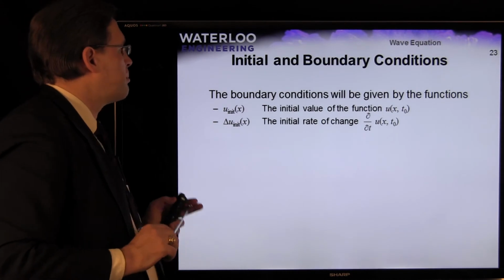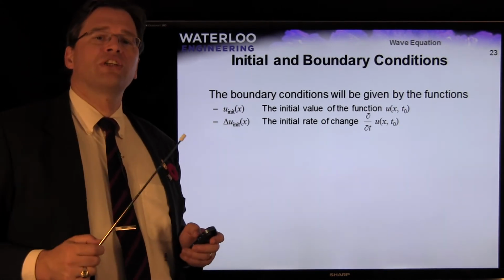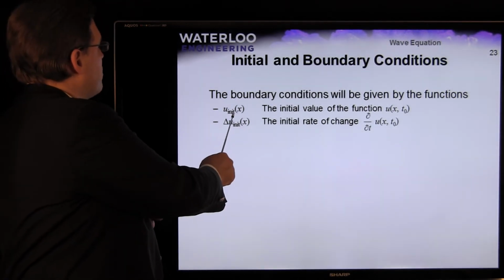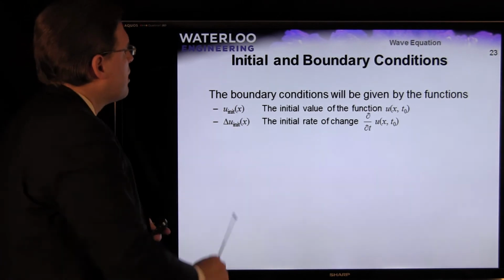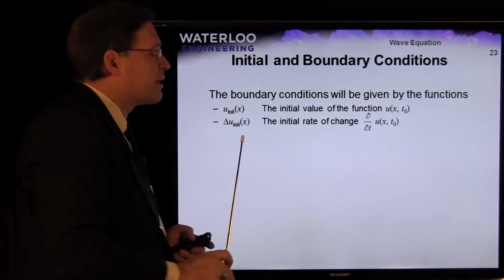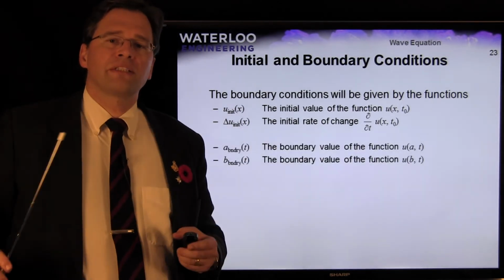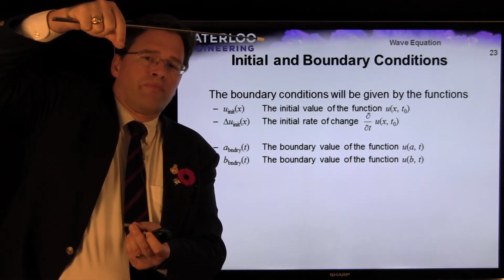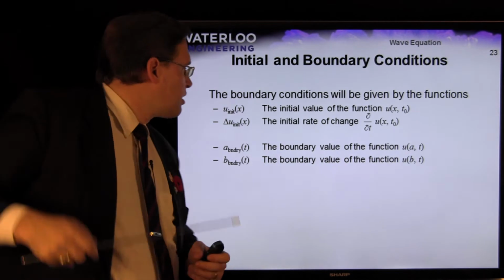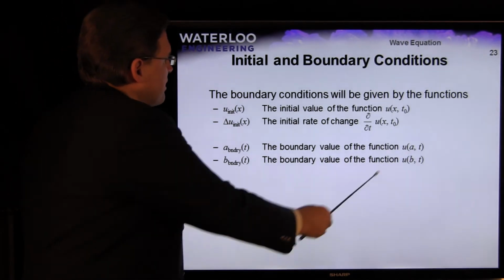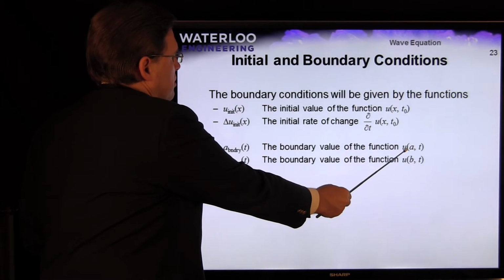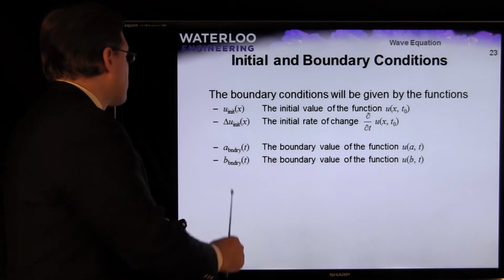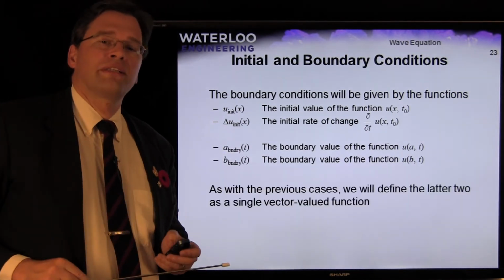The boundary conditions are going to be given by a number of functions. First, we need two initial conditions. The initial conditions are given by u sub init and du sub init. This will give us the initial value of the function and the initial rate of change of the function. The boundary conditions, as time progresses, the values of the boundaries might change, and those will be specified by two functions. A sub boundary with respect to t gives us the value of the solution at a for an arbitrary point t. Similarly, b sub boundary gives us the other boundary condition.